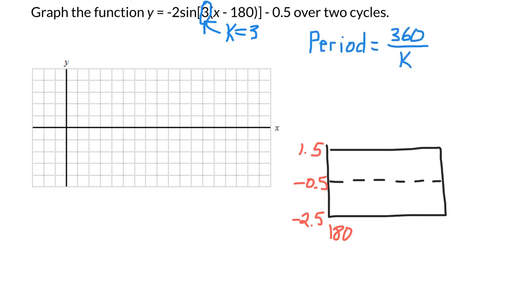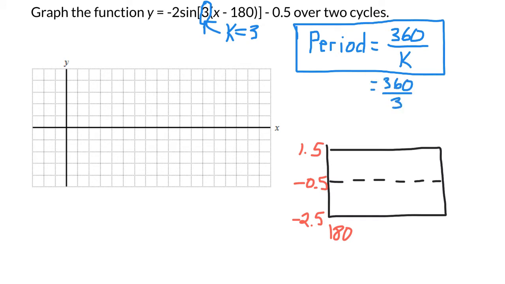The period is always equal to 360 divided by k. So in this specific instance, k is 3, so our period is going to be 360 divided by 3, which is 120. So that means from our starting point to the end point, that's a span of 120 degrees. That means I'm ending at 300 degrees for this transformed function.